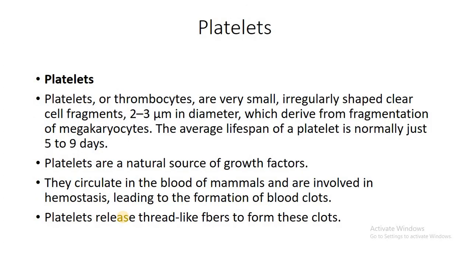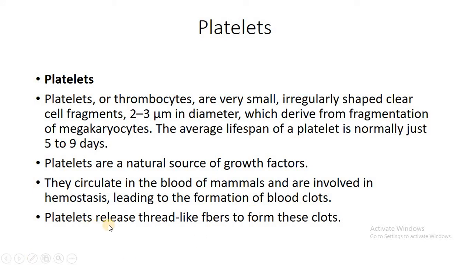Next are the platelets, another important type. After the white blood cells and red blood cells, platelets come. Platelets, or thrombocytes, are very small and irregularly shaped, and they are responsible for clotting. These platelet cells are a natural source of growth factors and they circulate in the blood of mammals. They are involved in hemostasis, leading to the formation of clots. So clotting occurs only because of the platelets.